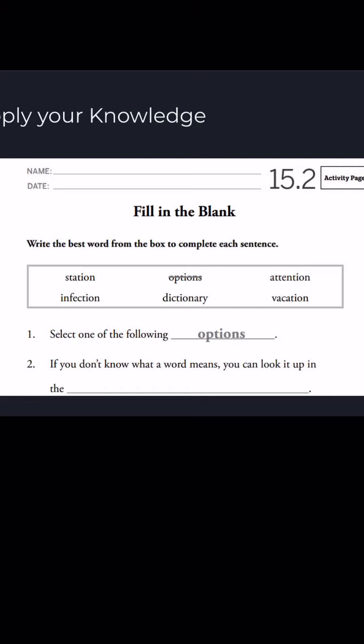Let's look at number 1. They already did it for us. Options. That is the best word for that sentence. So they crossed that word off when they were finished with it. They're done. Okay, please complete the rest of this page.